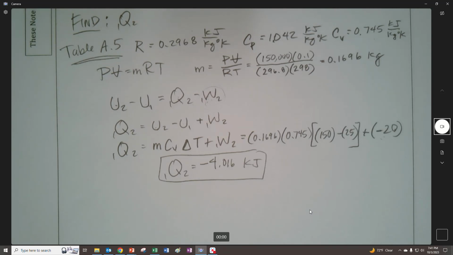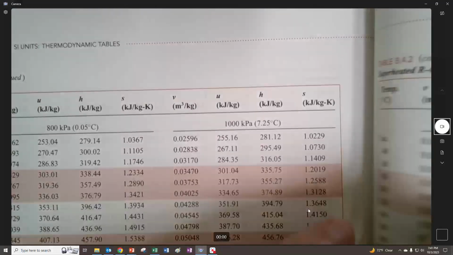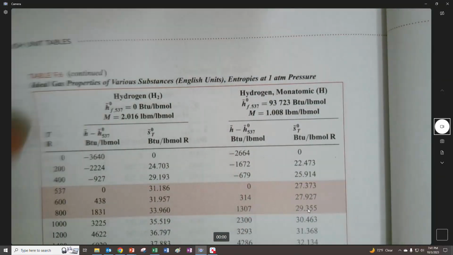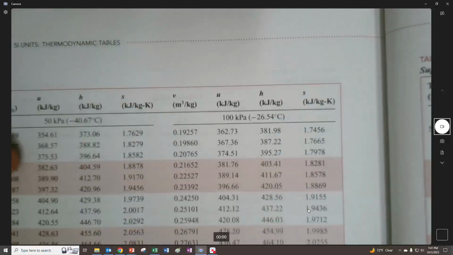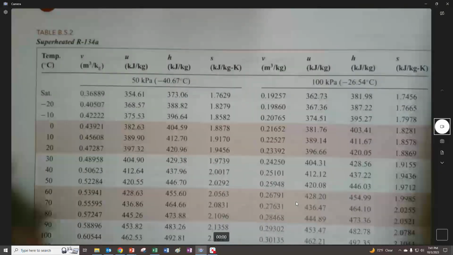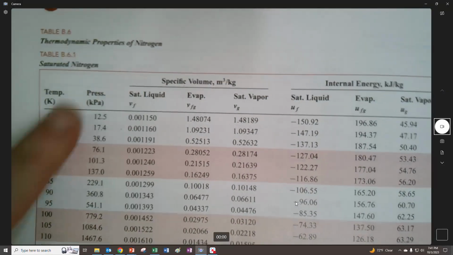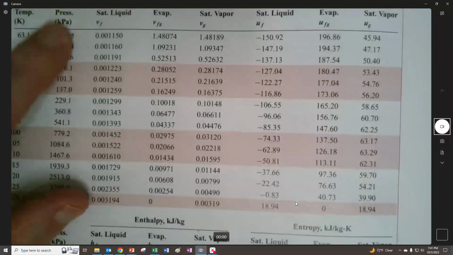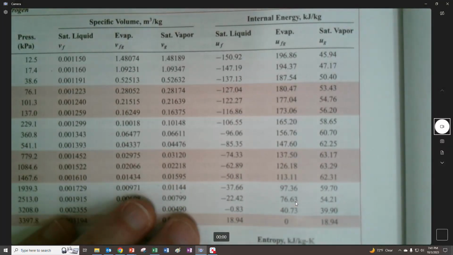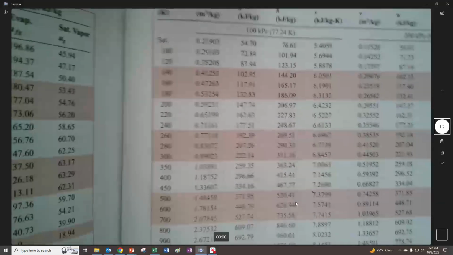All right, so I had a couple choices. First thing I did was to use the tables here, not F. I wanted to use B. Let's say B 6.1. So I went to B 6.1. So flip this around here. There's B 5, but here is B 6.1. So here's saturated nitrogen. But then I jumped over to here and found our superheated nitrogen.